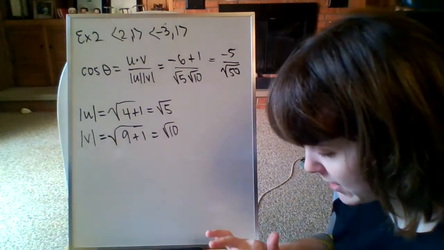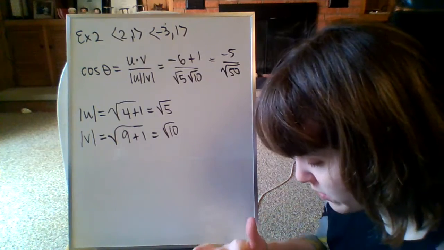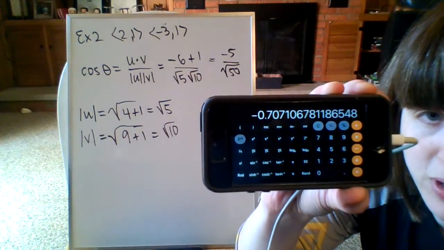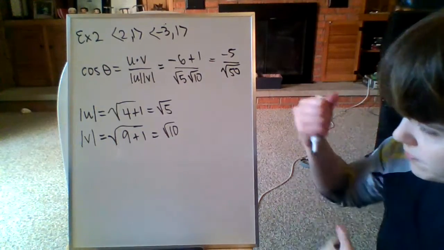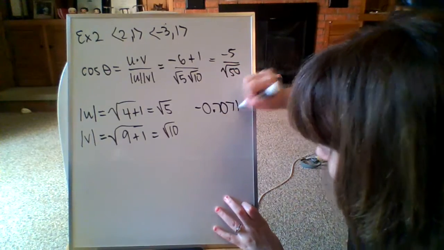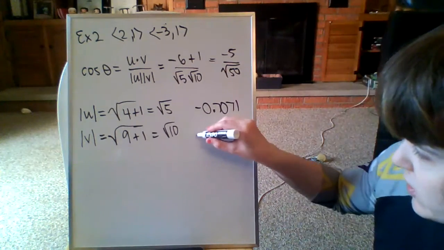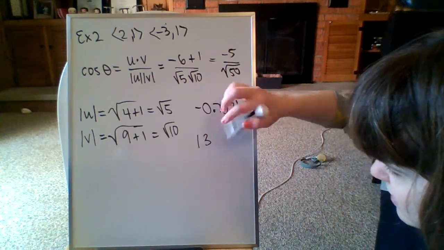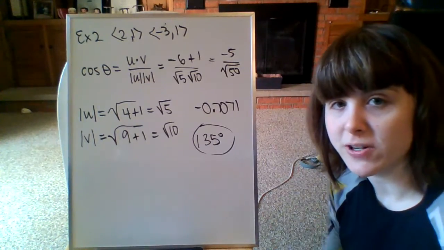Okay, so let's try this. -5 divided by square root of 50 equals, and you should get -0.7071. So that's what we're going to use. -0.7071. And then we're going to do cosine inverse on that. And you should get 135. That's a weird 5. Let's try that again. Okay. So the answer there is 135.